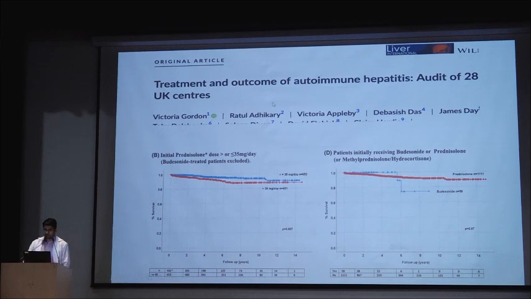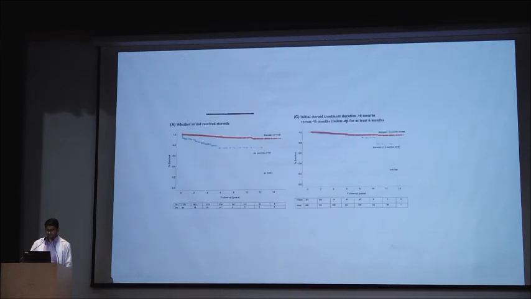This is the outcome of autoimmune hepatitis from a UK group of 28 centers. They compared the initial dose of prednisolone, whether it was more than 35 milligram or less than 35 milligram. They showed that there was no difference in survival with the difference in dose. Similarly, using budesonide versus prednisolone, there was no difference in survival. Also, for the duration of steroids, whether less than 6 months or more than 6 months, there was no difference in survival along with azathioprine.